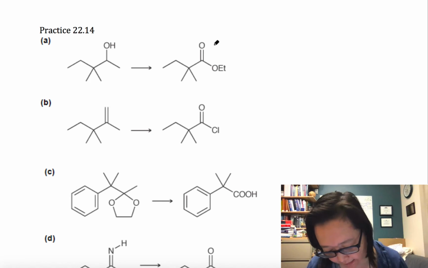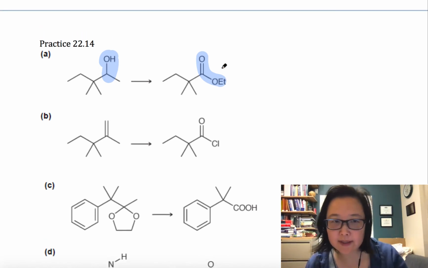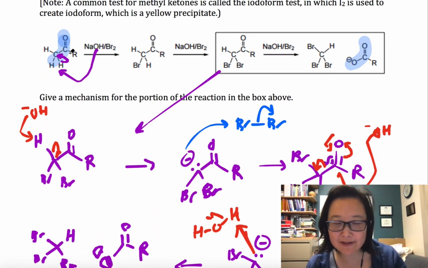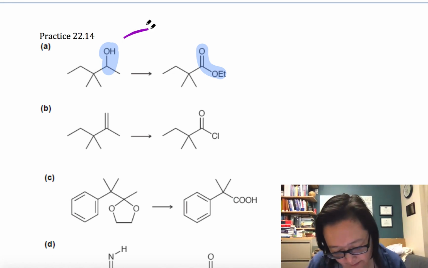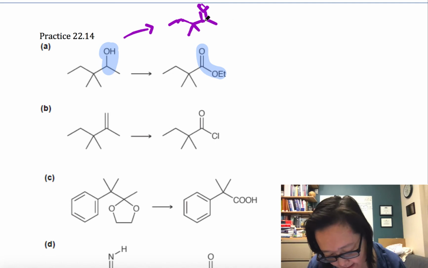Let's do one of these together. The first one, we have an alcohol, and we're trying to make it into an ester. One thing I could do is oxidize it to a carbonyl, because that's what we're generally starting with. Maybe I'll use Jones reagent or KMnO4 or sodium dichromate. Notice that what I get is a methyl ketone. So that is what I'm going to use the haloform reaction on.